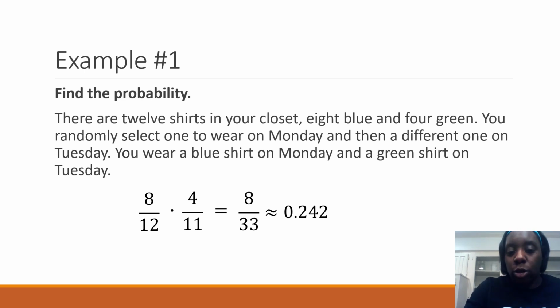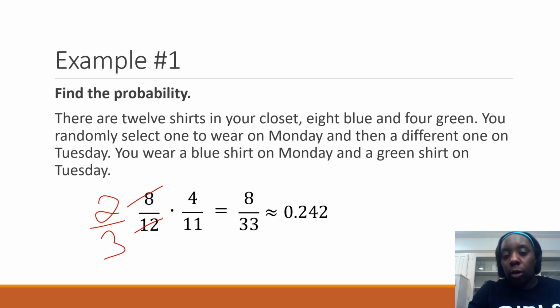So I would reduce 8 over 12, well they both have 4 in it, to 2 over 3. And then nothing else can be reduced. I just multiply across. 2 times 4 is 8 and 3 times 11 is 33. That's how we get 8 out of 33. But you don't have to do that. You have a calculator that you use. It's fine. I just always like to show the simplified fraction.